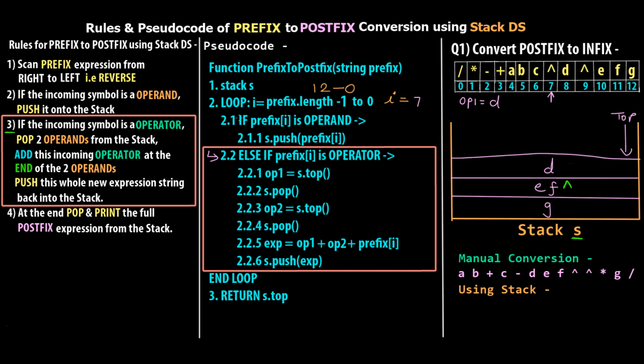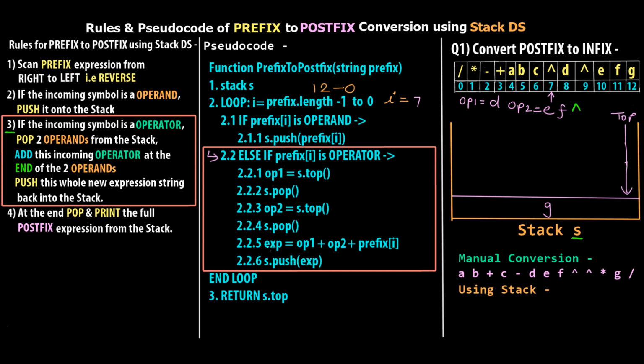Then we say 2.2.2 s.pop. So we remove this top of the stack. The new top of the stack is this sub postfix expression, which we take in OP2 at 2.2.3. We say s.top. So OP2 equals to this EF raised to sub postfix expression, right? Then at 2.2.4 we say s.pop. So we remove this top of the stack as well. So now the top of the stack is G.